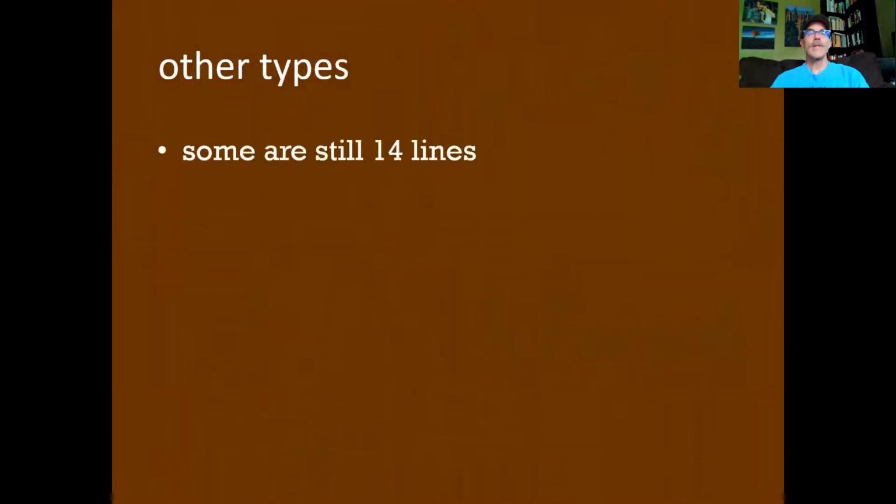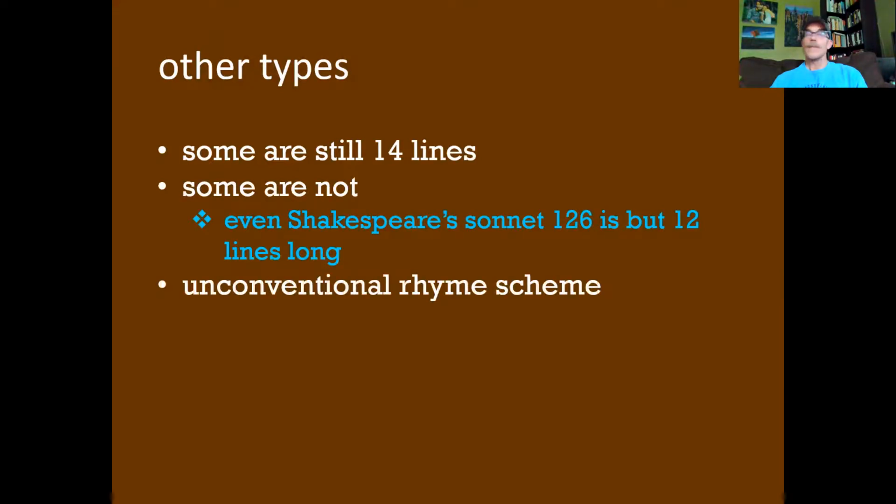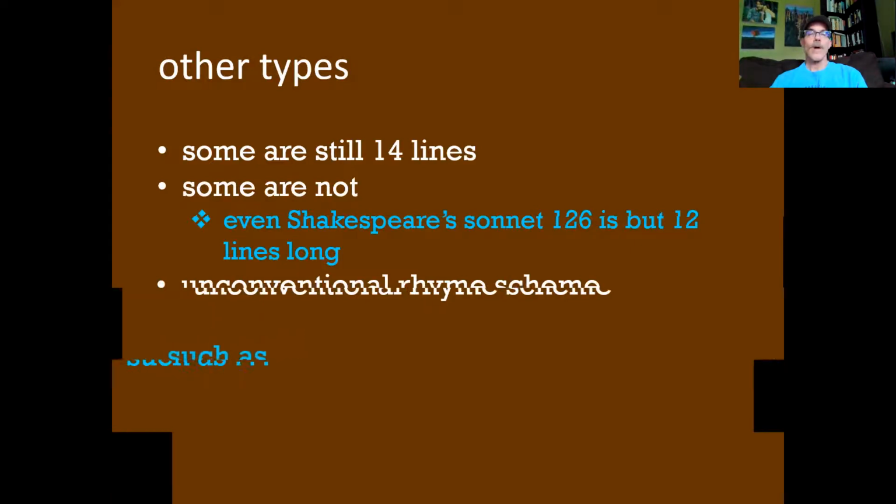A couple of other types. As we move forward into time that's closer to where we're sitting now, some contemporary sonnets are still 14 lines, and some are not. Even Shakespeare's Sonnet 126 is only 12 lines long. So again, playing with the form in service of some sort of purpose. Some have unconventional rhyme schemes, and we're going to see that right now.